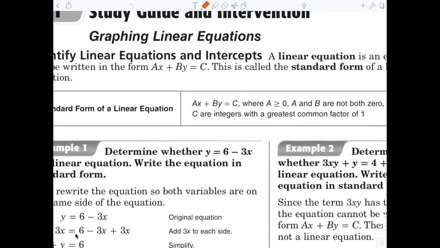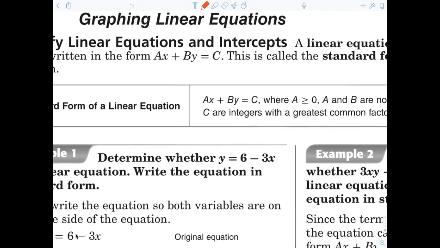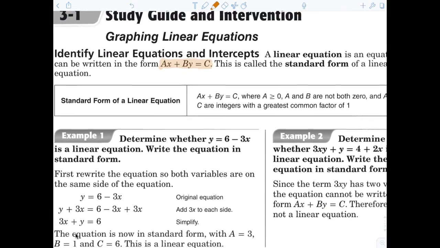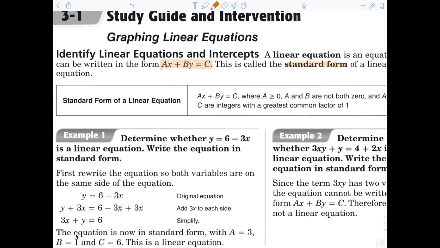a line. The first thing they're telling you is if it can be written in this form, ax plus by equals c. Now I need everybody to understand they call this the standard form. They call this the standard form.